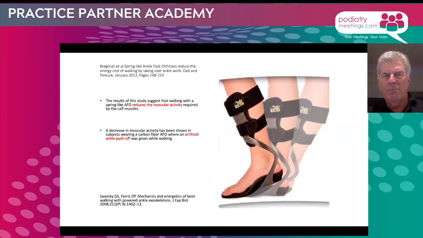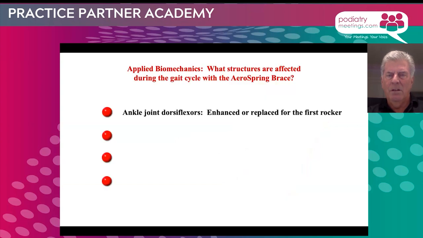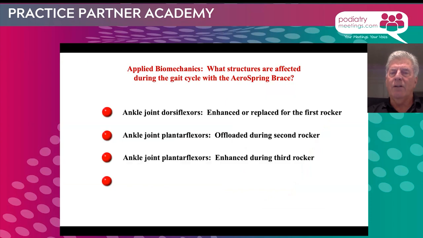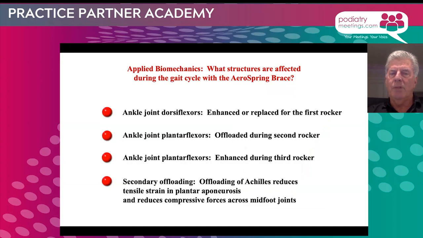But this reduced muscular activity and artificial ankle push-off can be very desirable for patients recovering from an Achilles tendon rupture, or perhaps during the early phase of recovery from Achilles tendinopathy. So we see these changes during the first and second rocker, but it's really this reduced demand for ankle joint muscular contraction that can maybe be an enhancement for the patient during recovery.